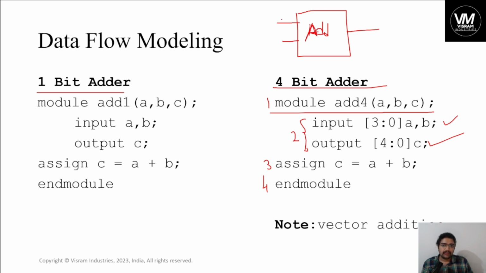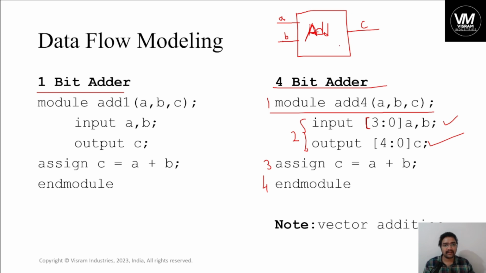you have A, you have B, and you have also C. For these, why I have mentioned wires, I mean input as 3:0. As I am repeating again, all inputs are wires, all outputs are registers, but not in the data flow modeling. We are mentioning only inputs and outputs in the data flow modeling for this particular 4-bit adder.